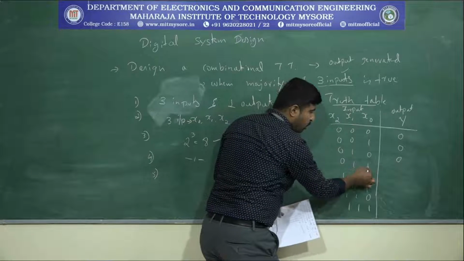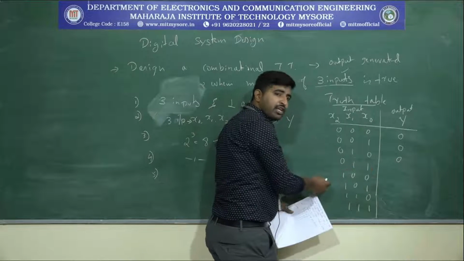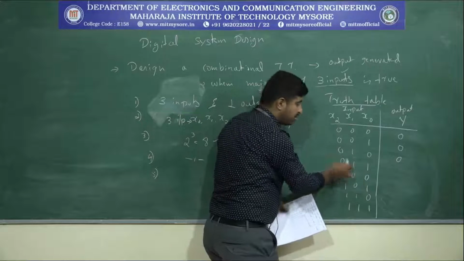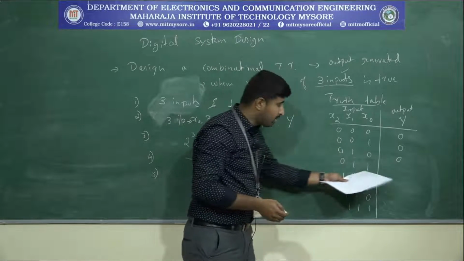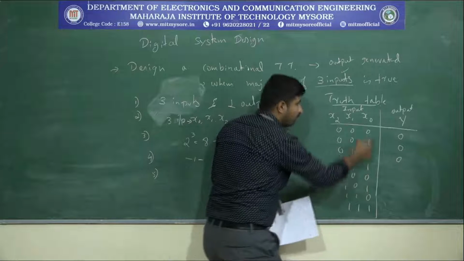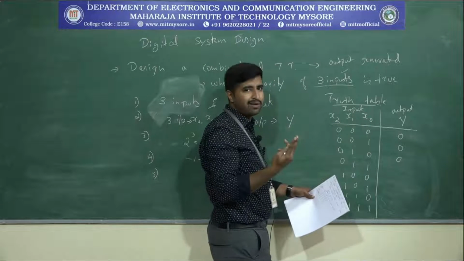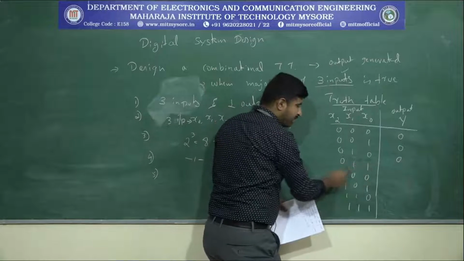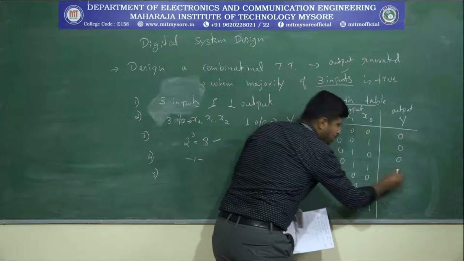Next 0, 1, 1. See, 0, 1, 1. The majority of the inputs is true here. The majority of the inputs are 1. So 2 inputs are 1. In the 3, the majority will always be 2. So 2 ones will be there and one 0 is there. So that indicates output will be 1.